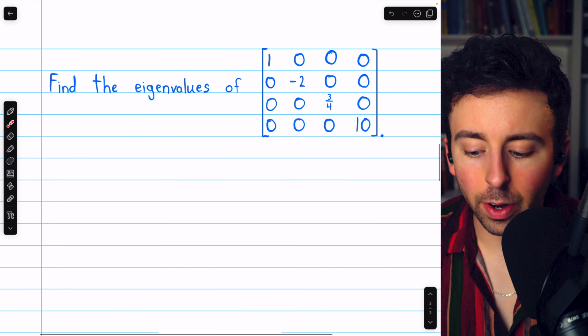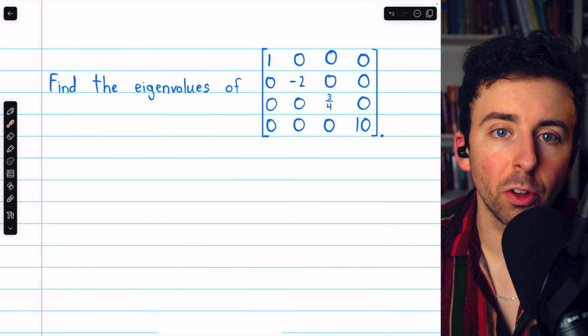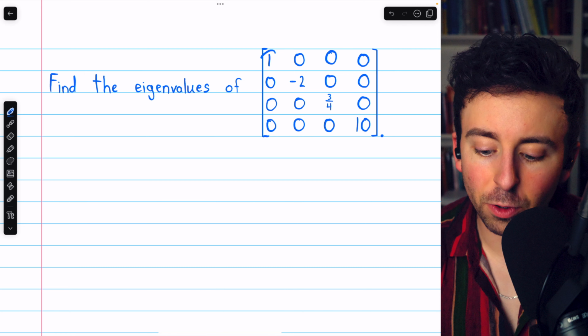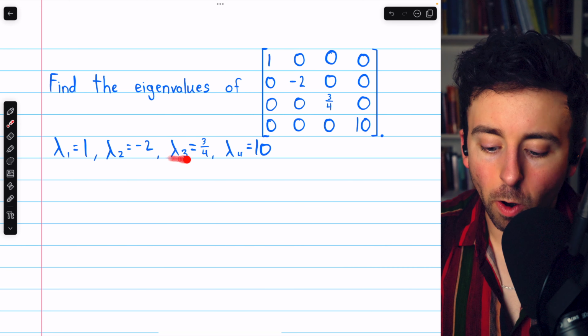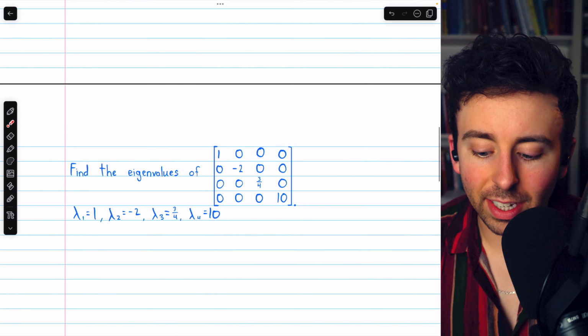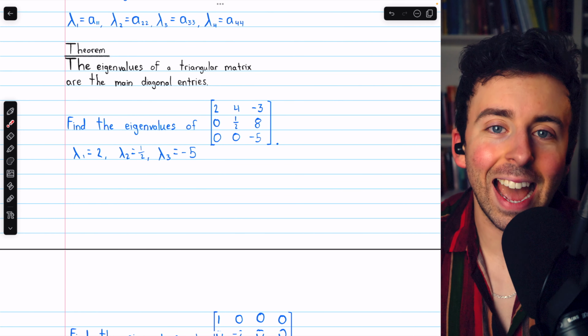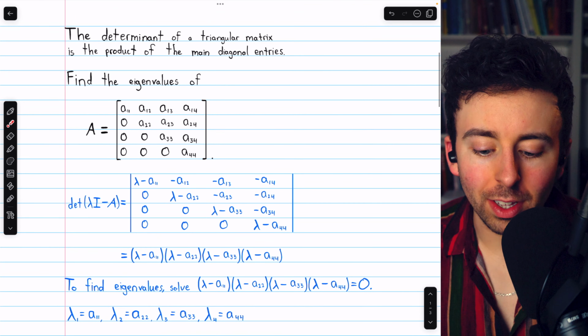Here's a 4 by 4 example with a diagonal matrix, which is a special type of triangular matrix. What are the eigenvalues? Well, again, they're just the diagonal entries: 1, -2, 3/4, and 10. And there are your eigenvalues. So once again, to find the eigenvalues of a triangular matrix, they're just the main diagonal entries, and it's as easy as that.